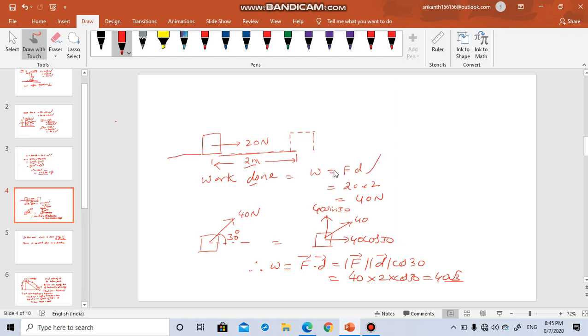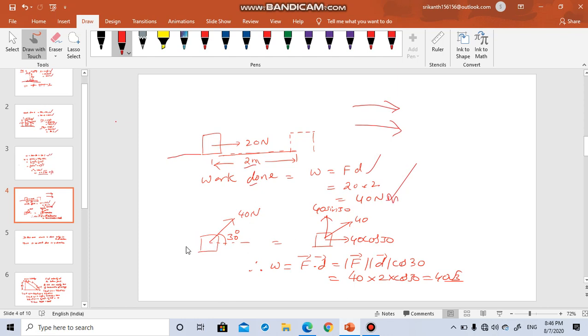If you observe here, the force is in this direction and the displacement is also in the same direction. What is the angle between them? 0. So if you put the F D cos theta formula, here also you will get F D cos 0. Cos 0 is 1. So you are left with only F D, because the angle between the force and the displacement is 0. So simply we are writing F into D. You are getting 40 Newton meter, or joules.